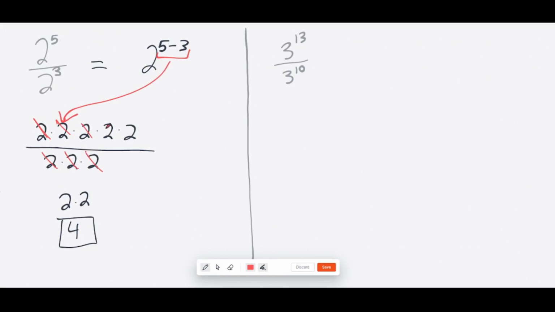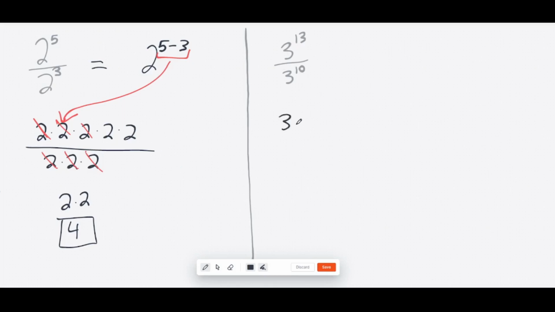All we really care about is how many more are in the numerator than the denominator, because all the other ones cancel out. So that's the basic idea. That's why this formula works the way it does. And you can see that it's also true over here when we're doing 3 raised to the 13th power divided by 3 to the 10th power.